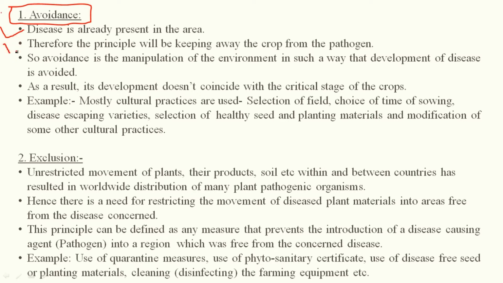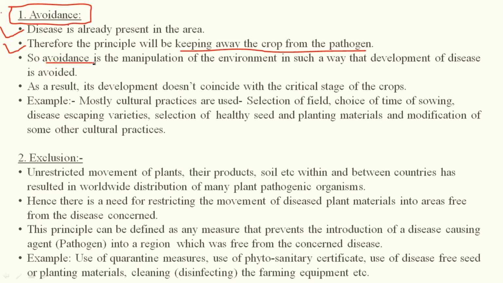So what does the principle tell? The principle tells us about keeping the crop away from the pathogen. The area is there, and the pathogen is there in that area, but what is the principle telling? Although the pathogen is there in the field, it should not harm the crop. This is the principle of avoidance.